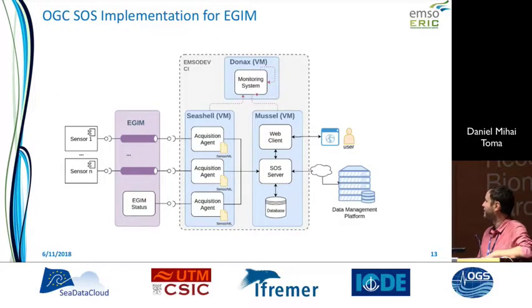The implementation in the first prototype was done with three virtual machines in the cyberinfrastructure of an EGIM, and each machine has a specific functionality. First, there is a machine in charge of acquisition and instrument control. What the EGIM hardware does is just make a transparent link between each individual instrument and the acquisition system. The acquisition system is based on generic software which is able to work with any instrument based on the sensor description of this instrument.